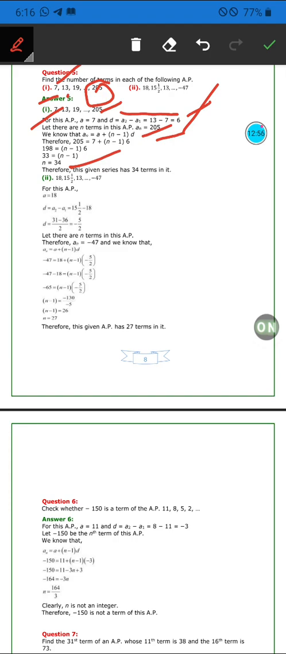Okay, the same method as in the first question. Find the A value, which is 18, D value is 15 minus 18, which means it becomes... 15 minus 18, how much does it come to? So the D value, how much does it come to? 15 minus 18 gives 5/2, which means 2.5. Okay, so next put the values of A, D and An as minus 47. Putting the values the same way, we get the number of terms as 27. Okay.